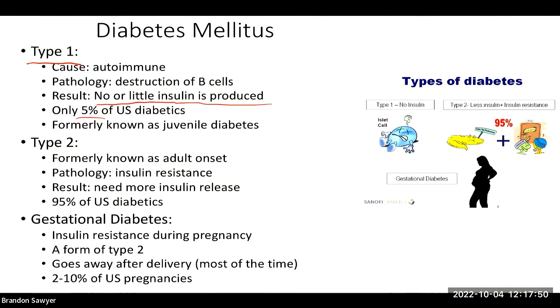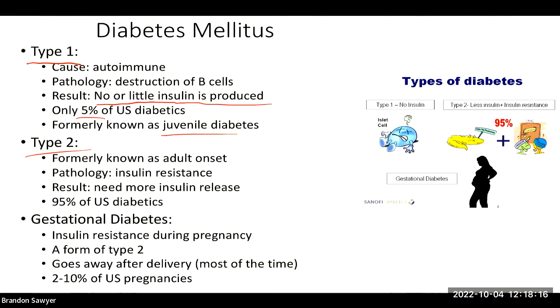Type 1 diabetes is on the rise, as are all autoimmune disorders in the US and in Western countries, but it's still a small percentage of the diabetics in the US. It used to be called juvenile diabetes, not so much anymore. Type 2 diabetes used to be called adult onset. That one is showing up more in kids now, and that's why those two terms don't apply anymore.